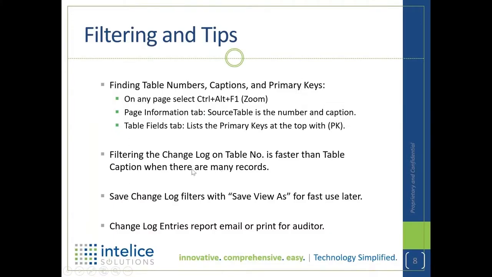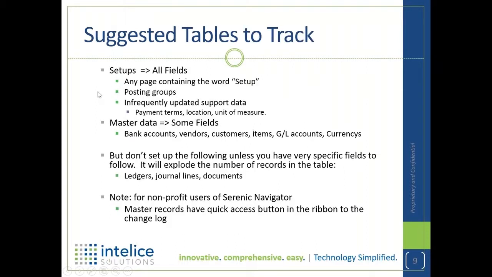All right, so filtering tips and tricks. I don't know if we're running out of time. Now, this we can make available after this session, but some of the things that you should consider tracking in your change log are setups. Any table that contains the word setup is a good candidate for tracking. Your posting groups, and any kind of record that you update infrequently: payment terms, locations, units of measure, and what I did earlier, the currencies, are good. And what I recommend when you set up something to track only some fields, I would do that on master data: bank accounts, vendors, customers, GL accounts.